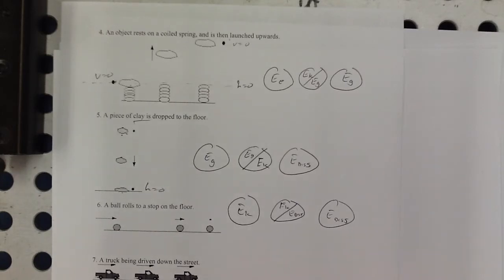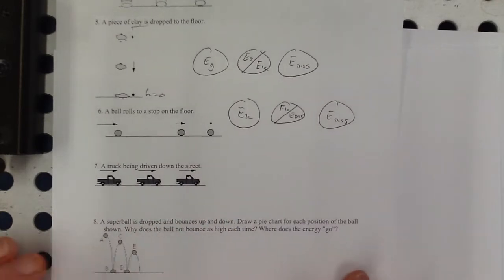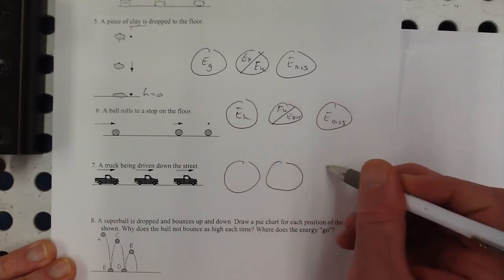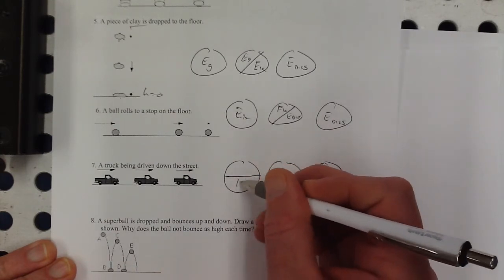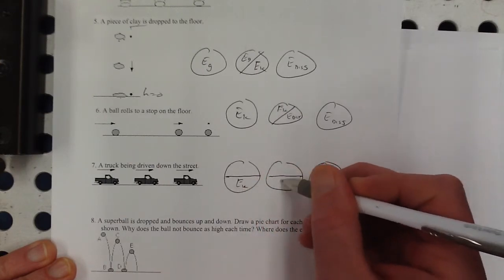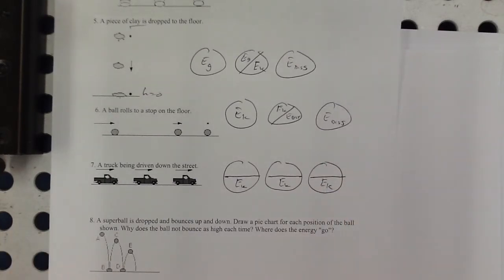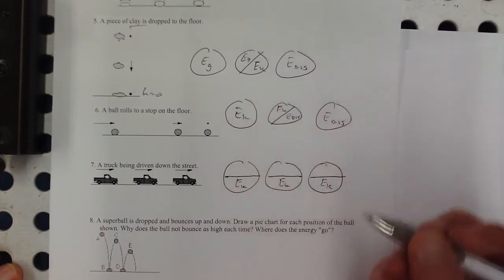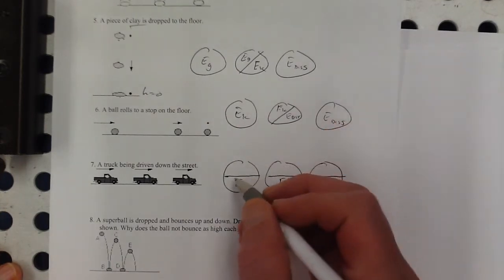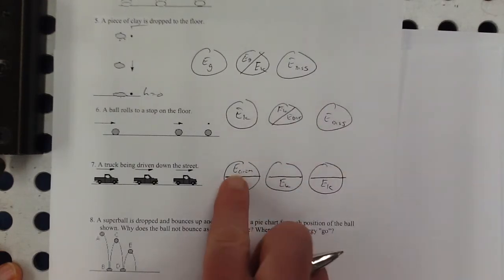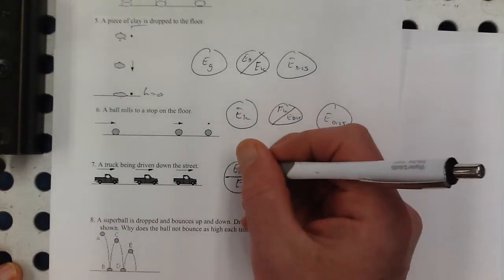How about a truck being driven down the street? Looks like by the arrows, it's going at a constant velocity. So I'm going to go ahead and put that in first. It's going at a constant velocity, so there's a bunch of kinetic energy. And where's the energy coming from? Well, start up in the gas tank, right? You could call this E-gas or E-chem or something like that. It's chemical energy. It's not a kind we're going to use too much in this class.